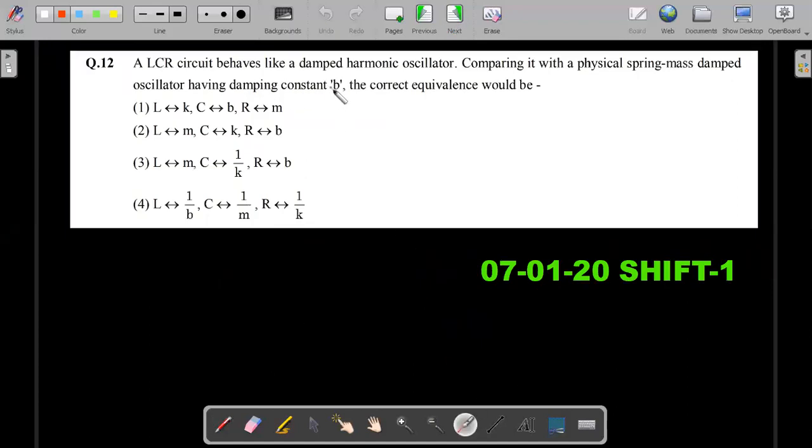This is a damped oscillator circuit. So an LCR circuit behaves like a damped harmonic oscillator. Comparing it with a physical spring mass damped oscillator having a damping constant B, the correct equivalence will be what? So he's talking about the analogy between electrical and mechanical circuits. If you want to give it a try, pause. Let's move ahead.